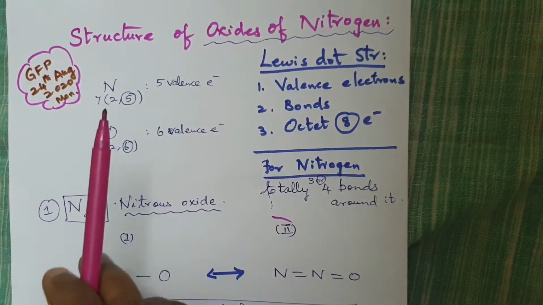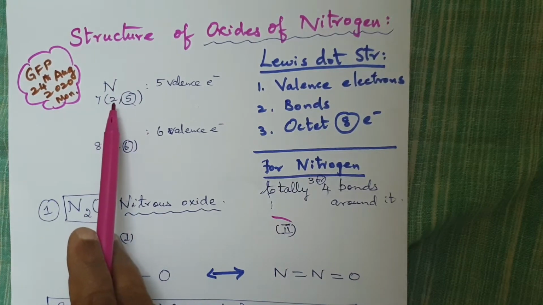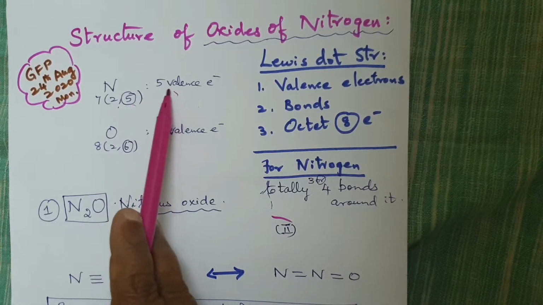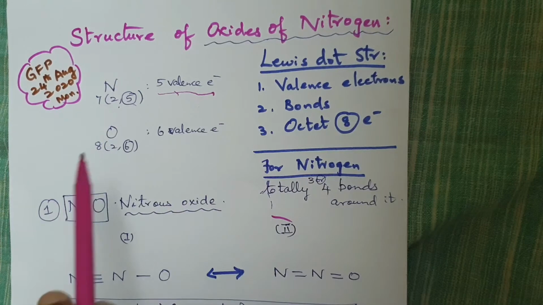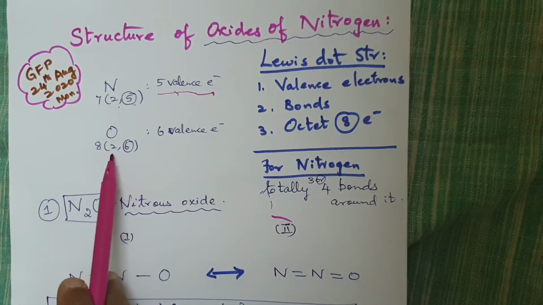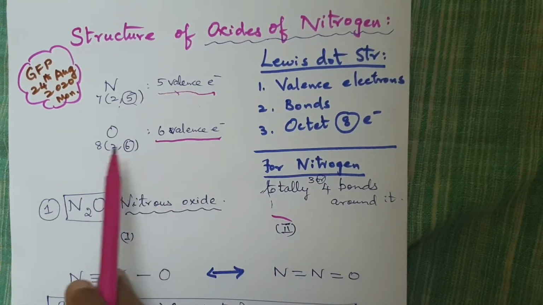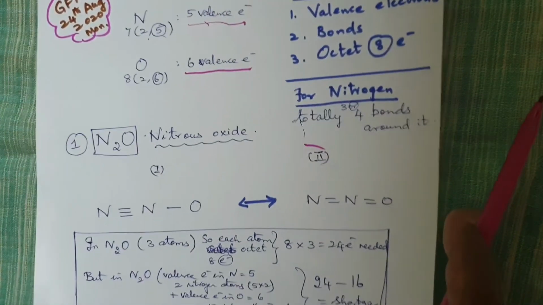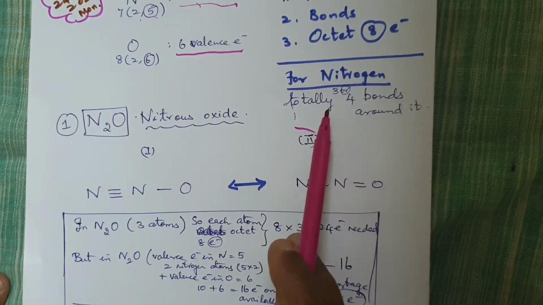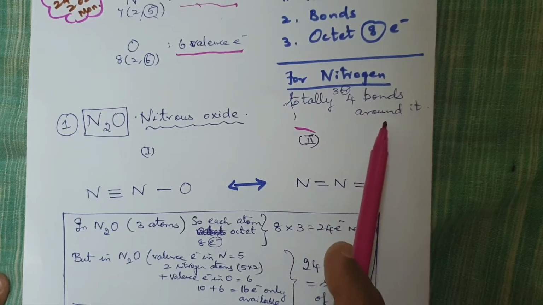Now let's see that nitrogen has atomic number 7 and has 2 and 5 in its electronic configuration, where 5 electrons are present in the valence shell. In oxygen, the atomic number is 8, the electronic configuration is 2, 6, and there are 6 valence electrons present in oxygen. Let's take the case of N2O. You'll have to remember for nitrogen, there can totally be around 3 or 4 bonds around it.